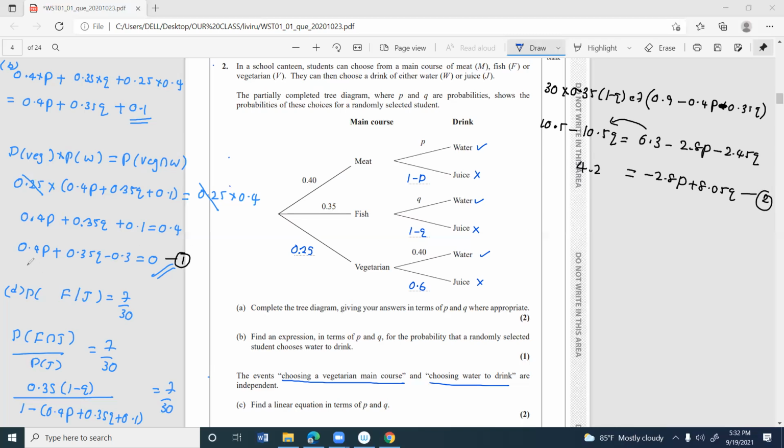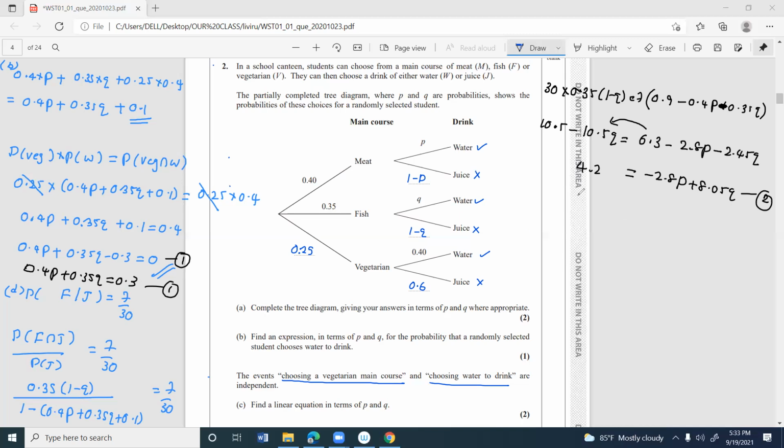You can say this is 0.4p plus 0.35q is equal to 0.3. This is my first equation. By solving these two, I can get the solutions for p and q. That's the approach they want. The coefficients are 0.4, 0.35, and 0.3, and minus 2.8, 8.05, and 4.2.